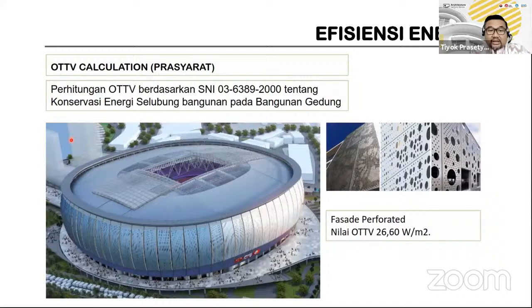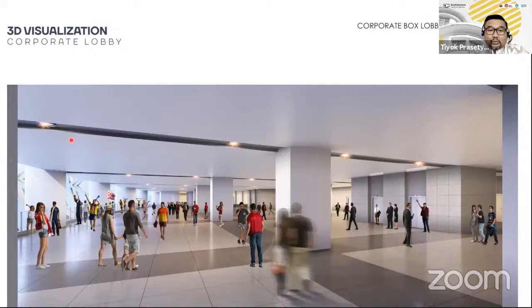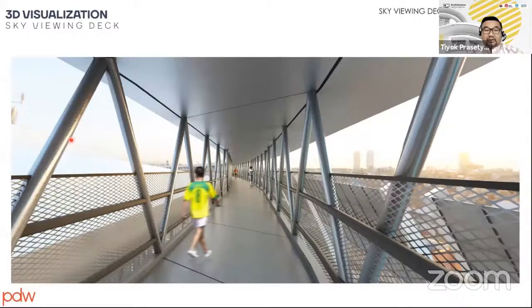And this is the feature for the building material, sustainable building material. The corporate lobby, we have corporate boxes surrounding the stadium, also matching international stadiums around the world. So a new standard of stadium. We even have a public track on the roof for people to exercise on the roof. They can just see the city. The view from the top can reach the north shore of Jakarta to Ancol.